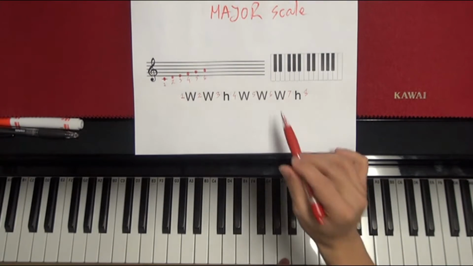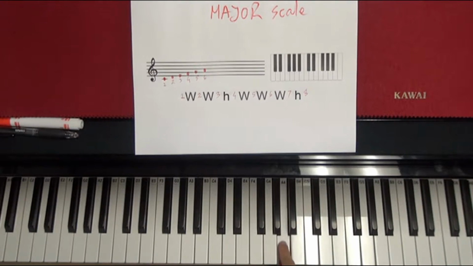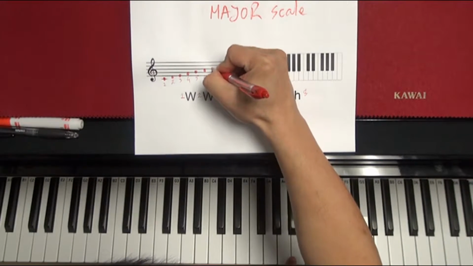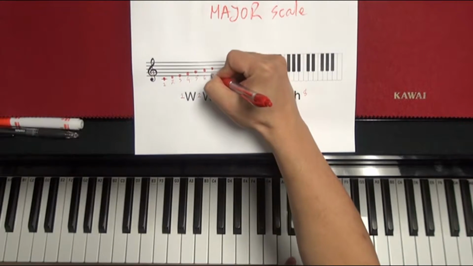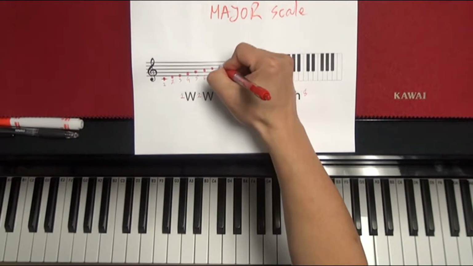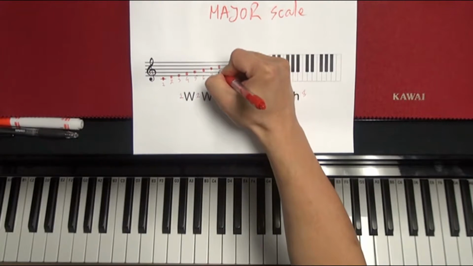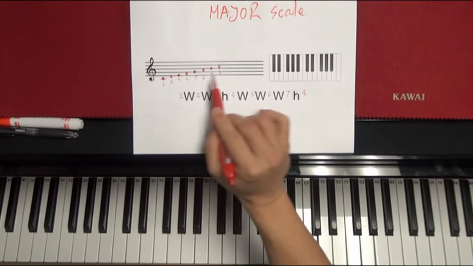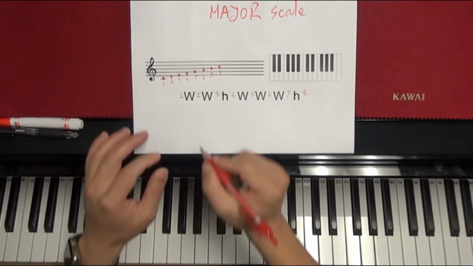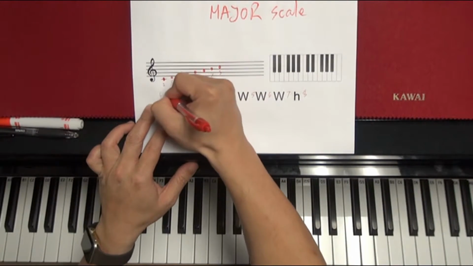Okay, now from the 6th to the 7th note, that has to be a whole step too. Okay, so that's a whole step. And then from 7 to 8, it has to be a half step. So basically, you start with a C, you end with a C. Now, based on this formula, this is called a C major.